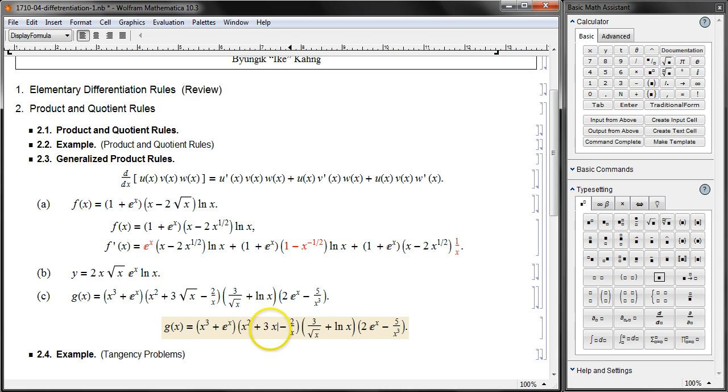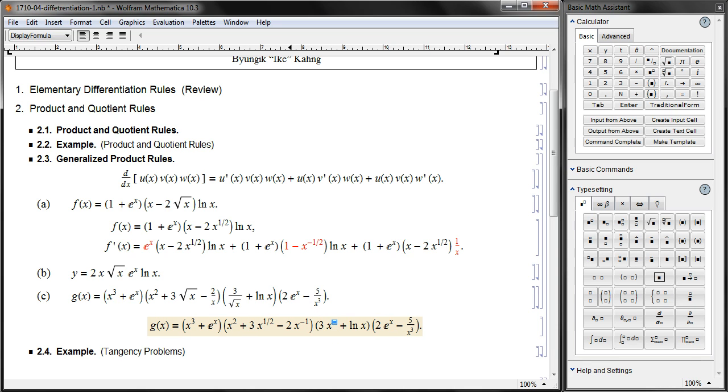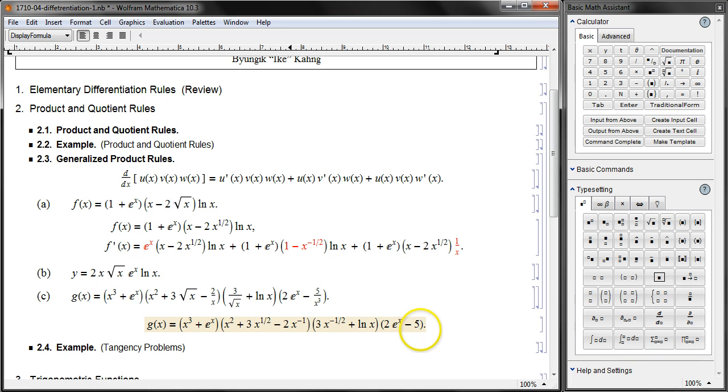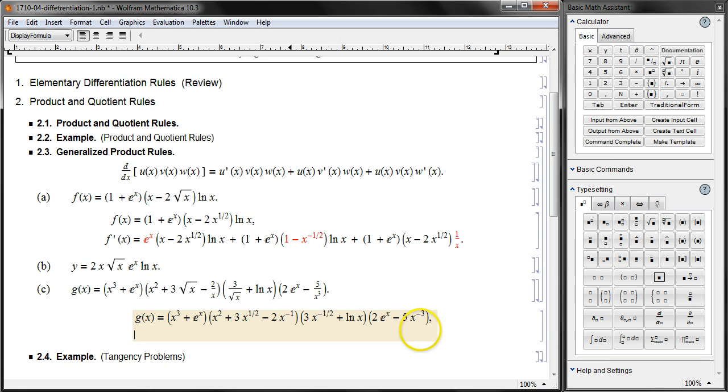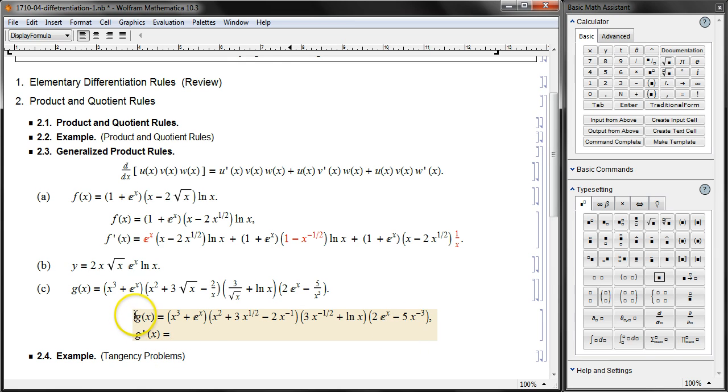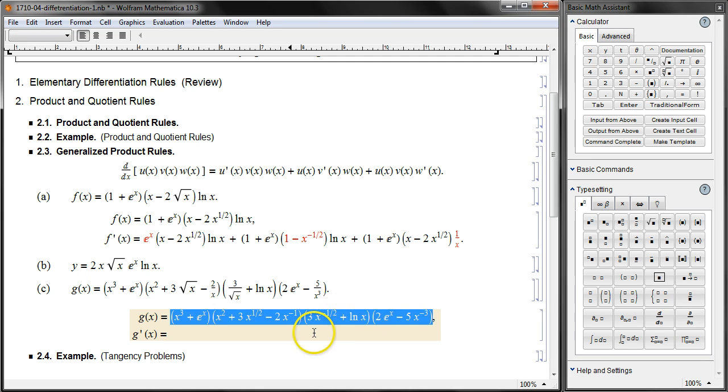3 square root of x, so let's rewrite it as the 1/2 power. 2 over x, so this we can rewrite as x to the negative first power. 3 over square root of x, what's this in power form? 3x to what power? Negative 1/2. And then this one, x to the negative third power, that's the power form conversion. And then let's calculate the derivative. And how do you calculate the derivative here? We're going to be using the generalized product rule.